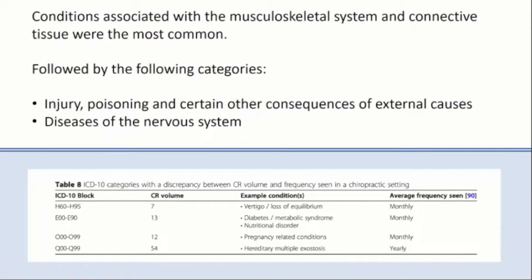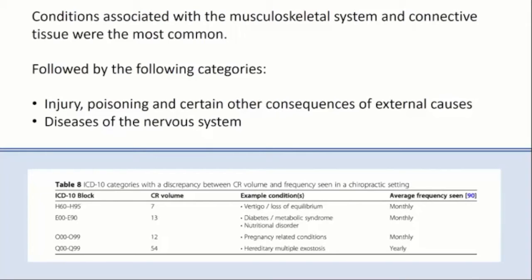But another really interesting thing that came out of the article is that when they talked about how often cases present to the chiropractic office relative to how many cases were actually reported, there was a difference, right? So vertigo and loss of equilibrium is something that's seen monthly in chiropractic offices. But over the time period, there were only 7 case reports in the chiropractic literature that talked about it. So this means that there's an opportunity for us to share information even about our day-to-day operations, things we take for granted that we have an impact on.